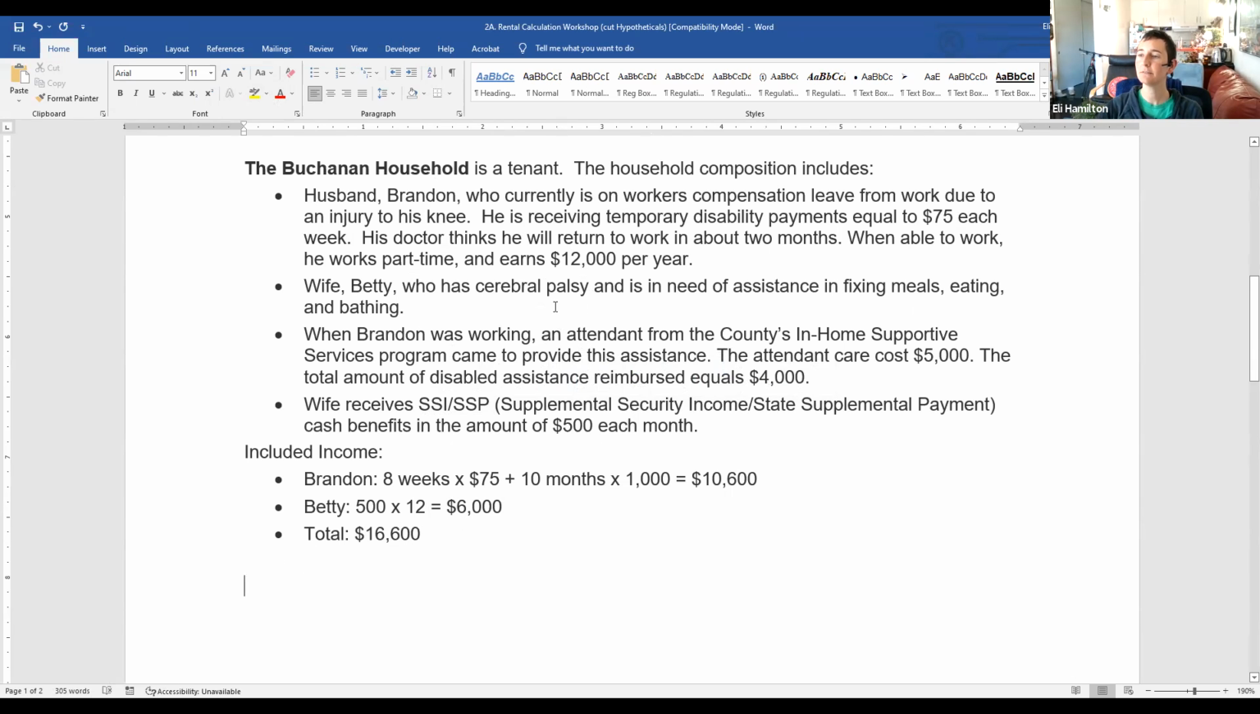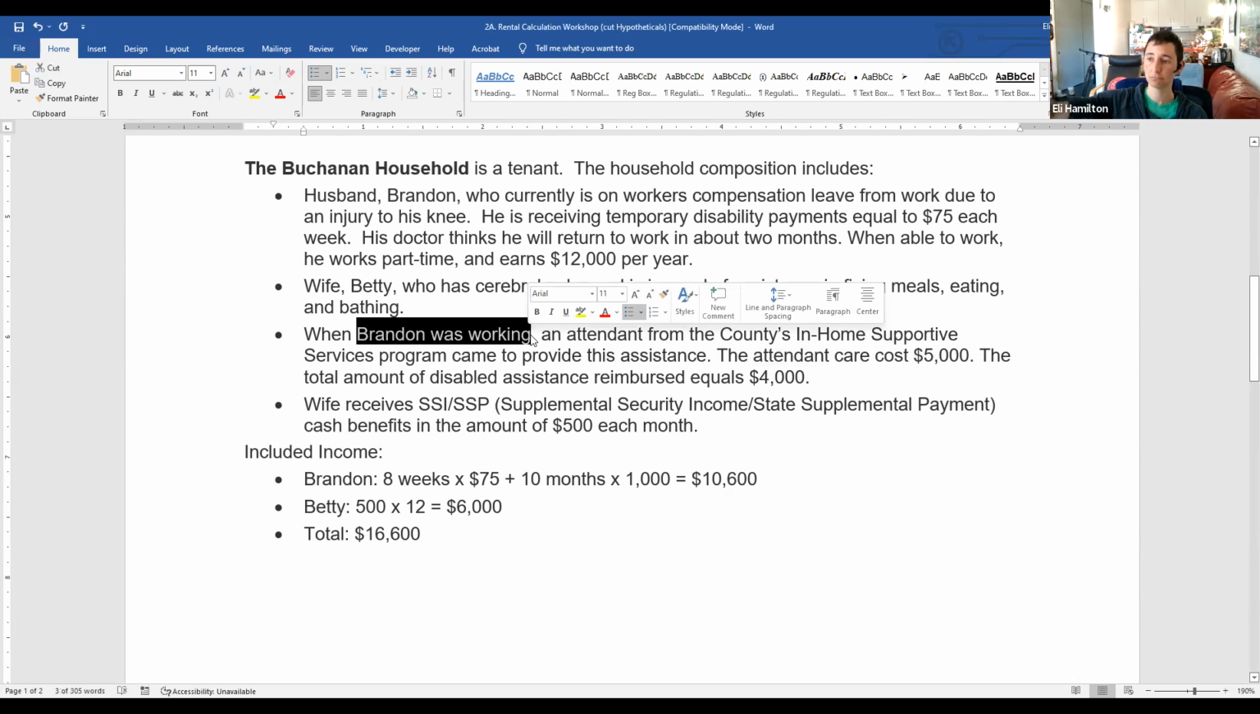We have a couple of pieces of information. We know that Brandon has an injury to his knee, but that's not likely a disability in the way that HUD means it, because he is expecting to return to work. But Betty does have a cerebral palsy diagnosis, and she does need that assistance, right? So when we're thinking about the adjustments, we actually have at least one that's going to come into play. It's the one that we talked about last, the disabled assistance allowance, right? Because this is an expense for attendant care related to a disability, and it allows Brandon to go to work.